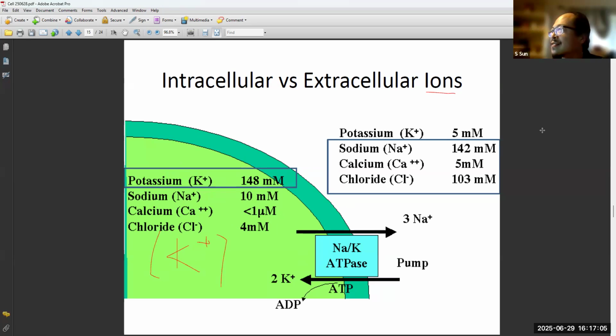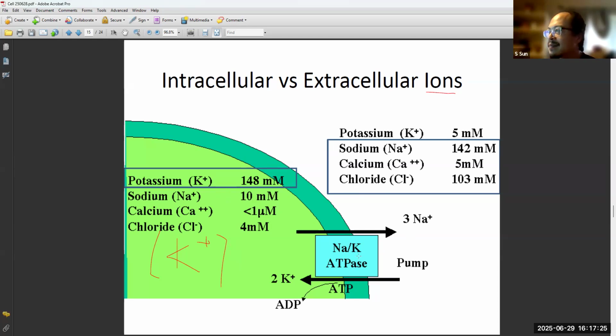Right here, potassium. See, outside, potassium is very low. Potassium is high inside of the cell. Everything else is outside. So that's very simple. Everything else is outside. Inside of the cell, you have potassium because of the sodium-potassium pump.